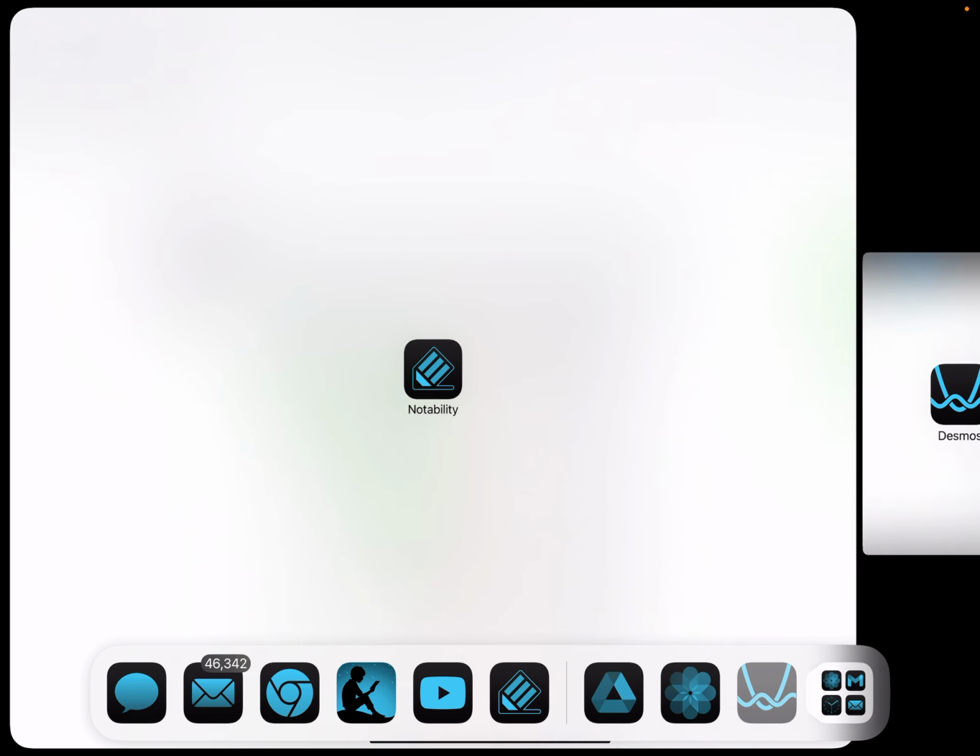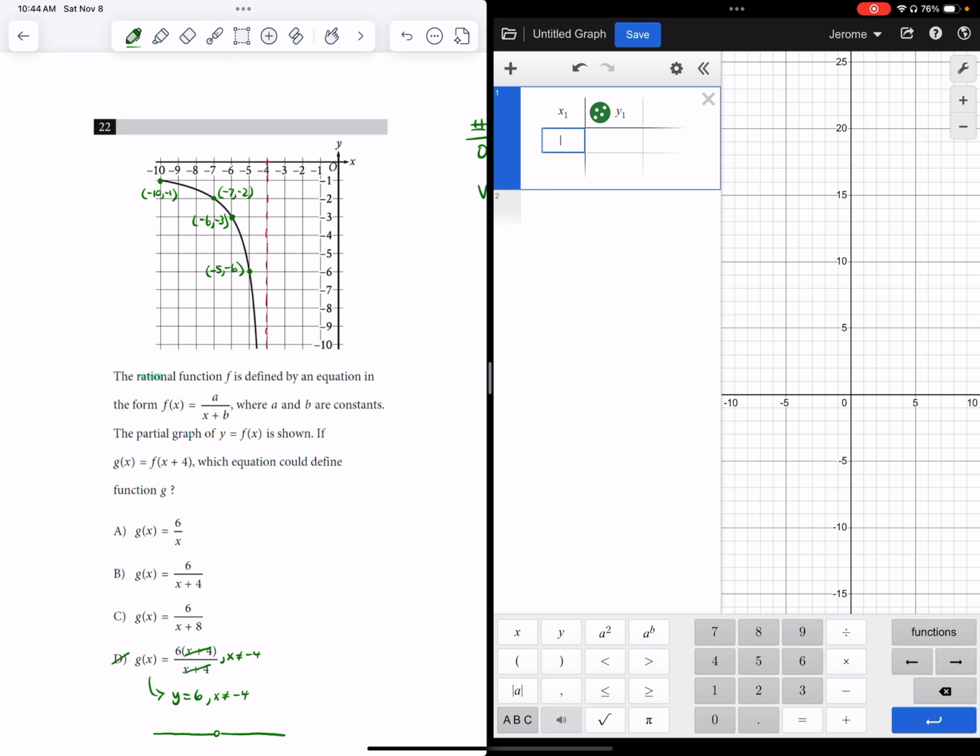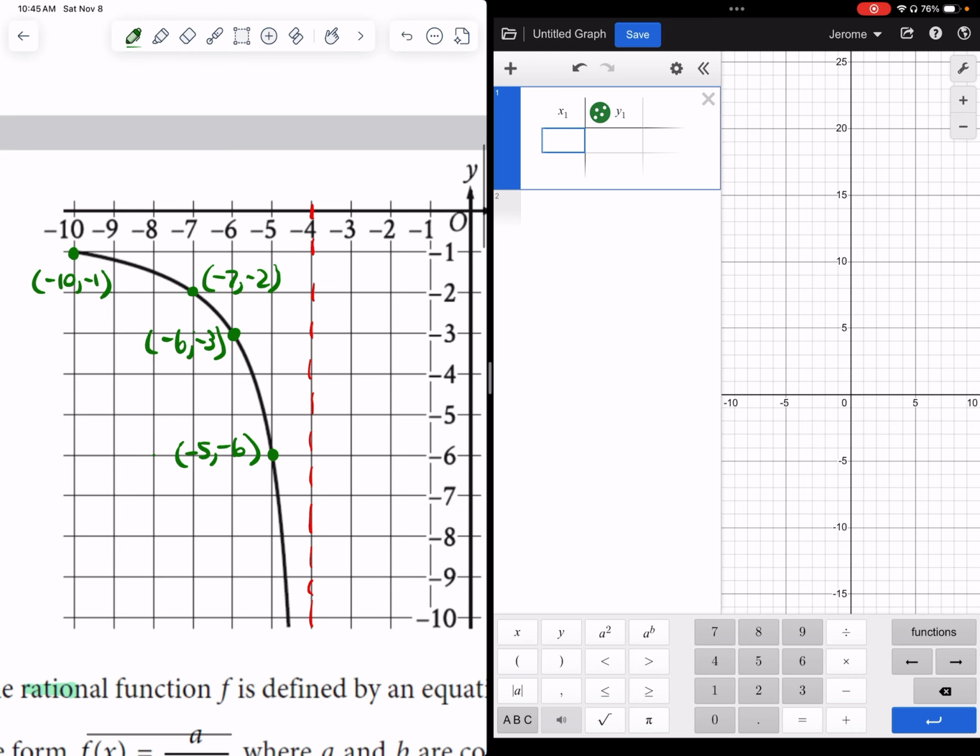Where do you want to go? You want to go over here? Okay, we're going over here. Let's see, we got a -10. Let's zoom in a little bit.